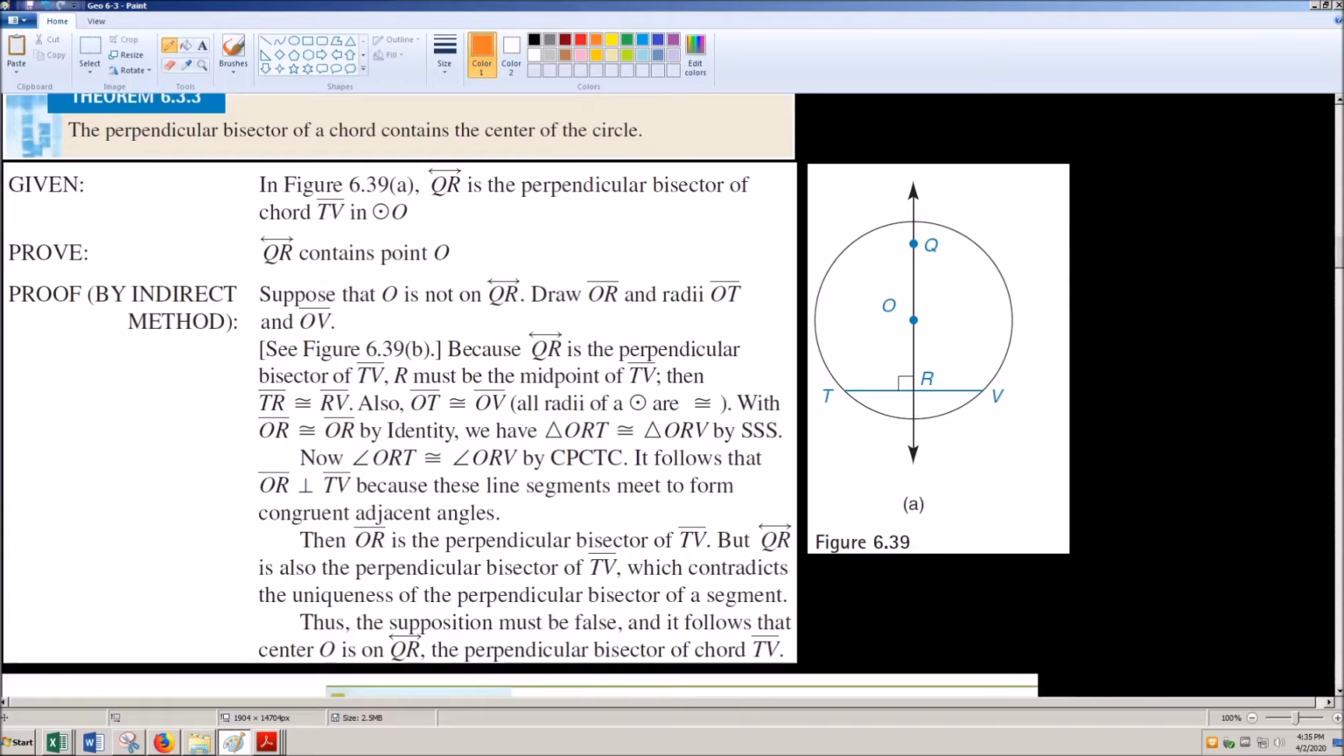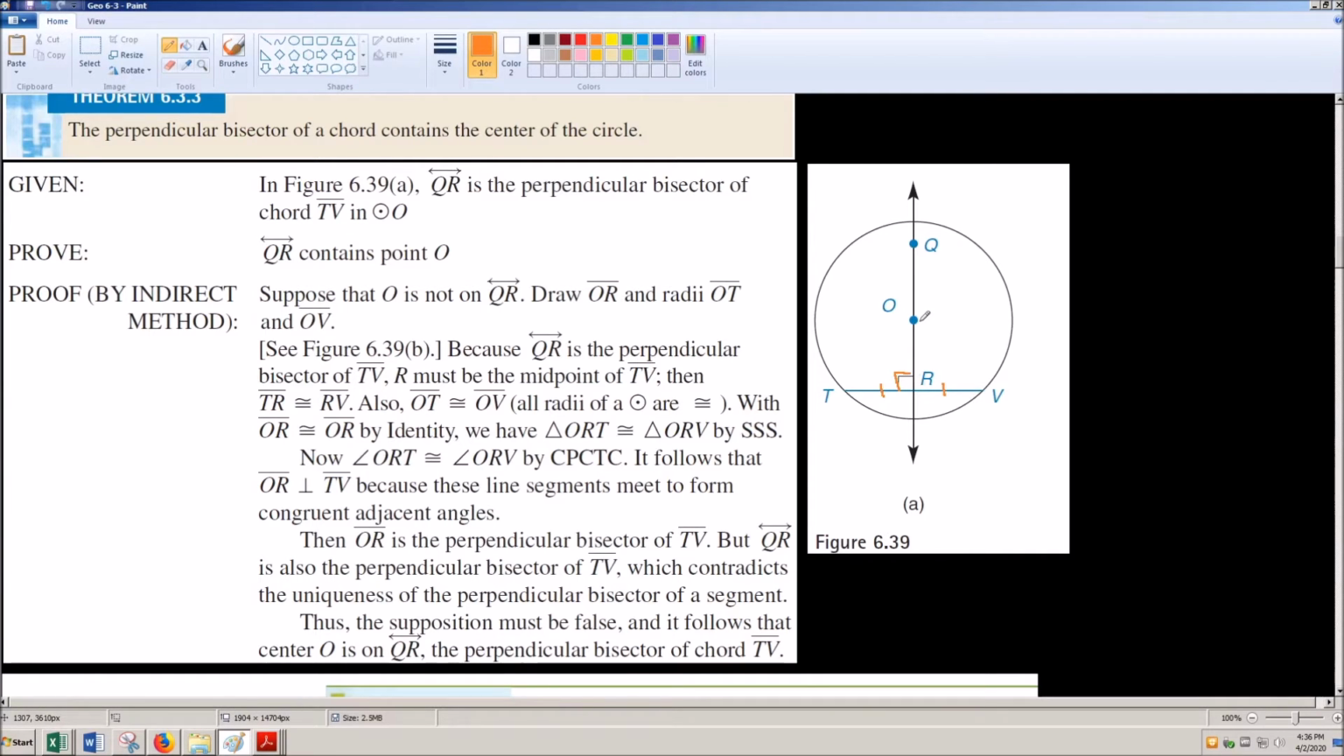Here we are looking at the perpendicular bisector of a chord contains the center of a circle. Now this is very, very similar to the past two we've looked at. The first thing we're starting out with is QR is perpendicular to the bisector of the chord TV. So basically QR is splitting this thing into two congruent segments, and it comes through perpendicular. So it creates a 90-degree angle here. I'm trying to prove that it contains point O, and point O is the center of the circle.